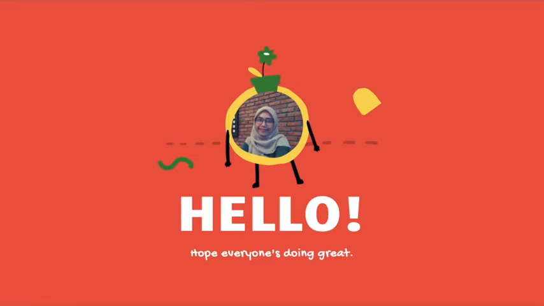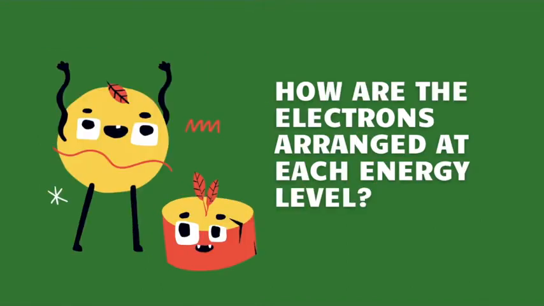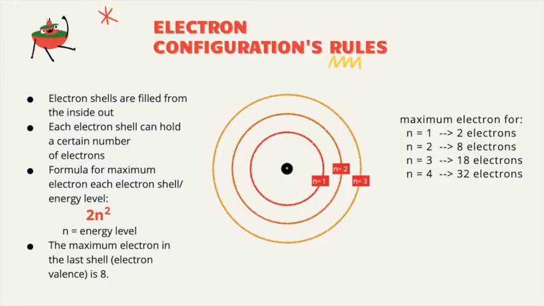In this session, we will learn about electron configuration based on the Bohr atomic model. How are the electrons arranged at each energy level? How does Bohr arrange the electrons? To learn about electron configuration, you should know that there are some rules.